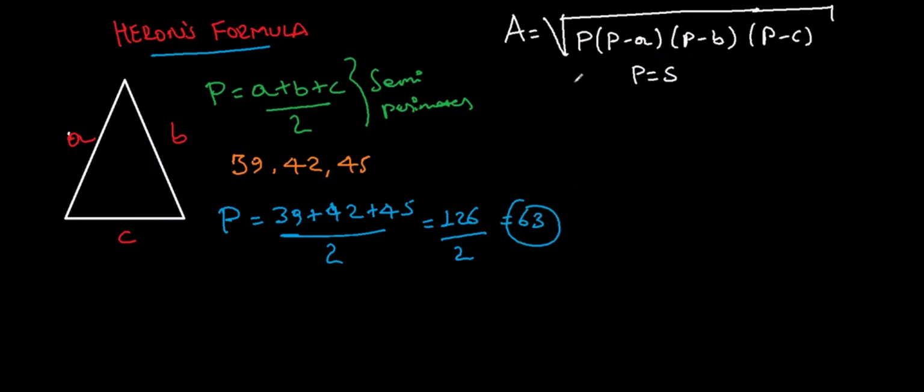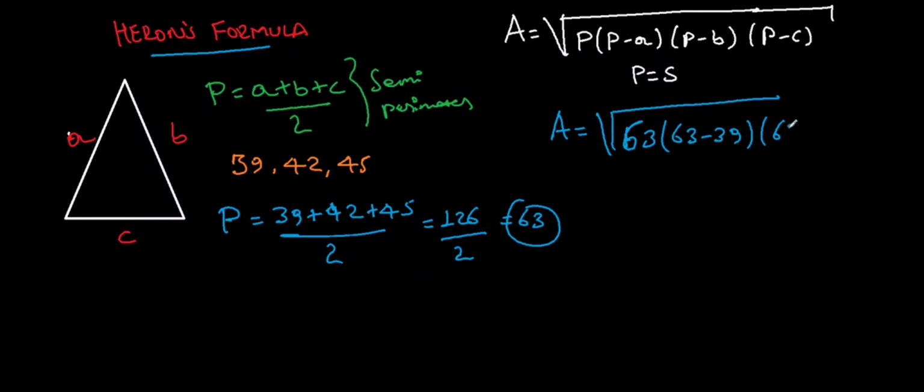Then after finding this, you have to use this formula to find the area. A is equal to the square root of P, and P is 63. So 63 times (63 minus side A, which is 39) times (63 minus side B, which is 42) times (63 minus side C, which is 45).